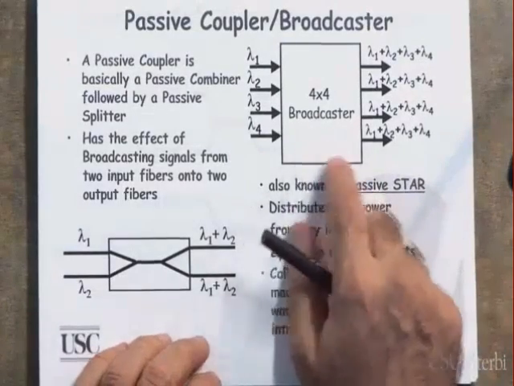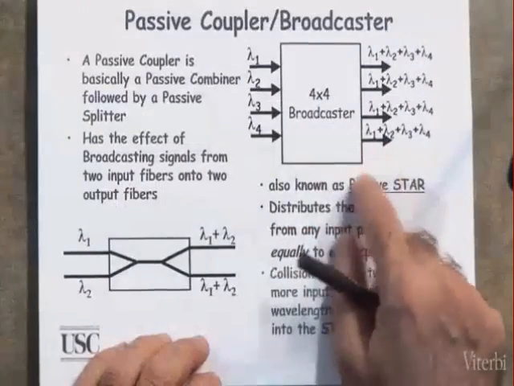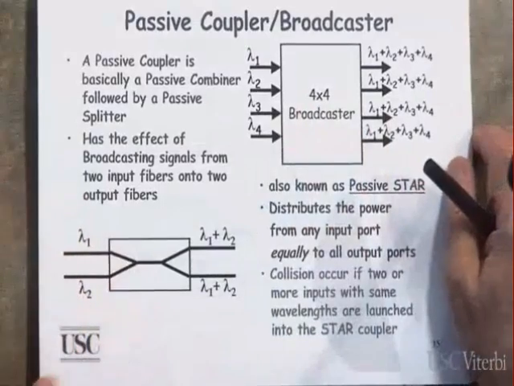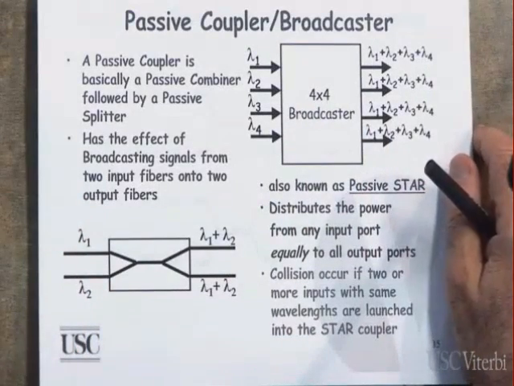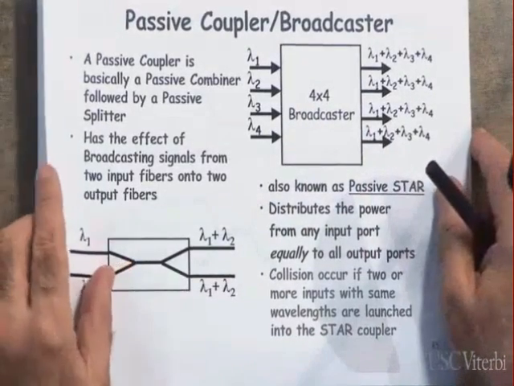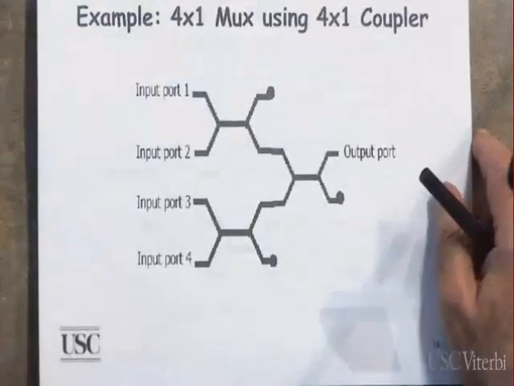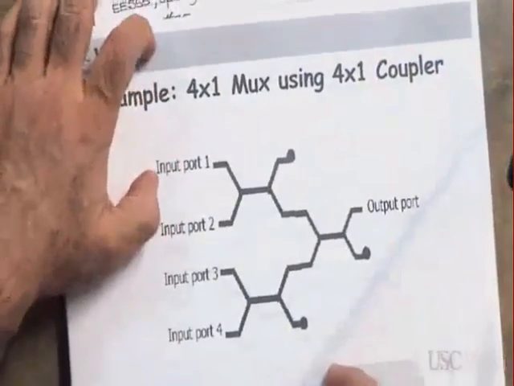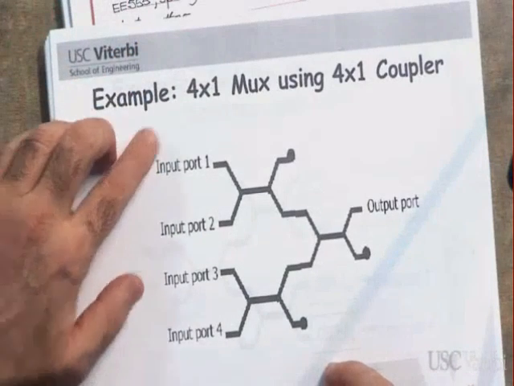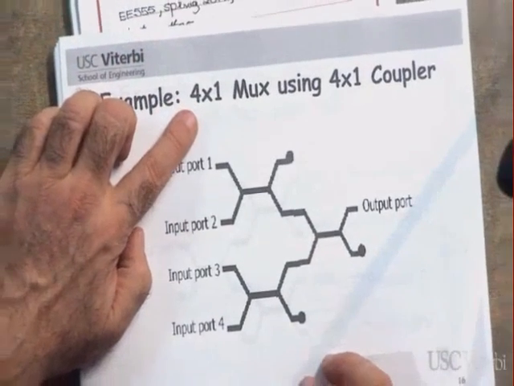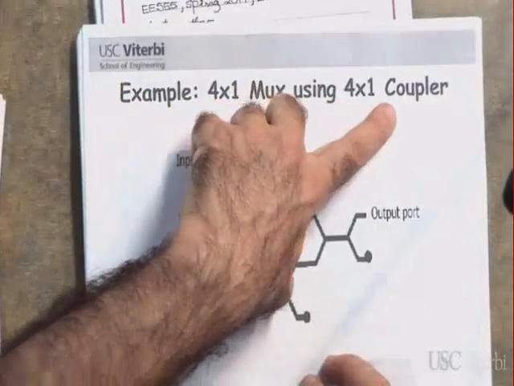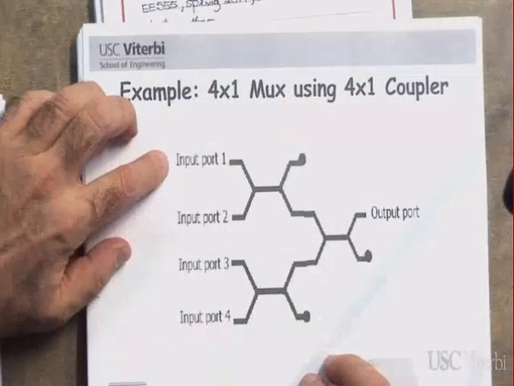The star coupler is very important in the architecture of optical networks. A lot of devices are referred to as a star coupler, as we will see in just a second. Clear so far? Okay, good. Now, this is an example of a 4x1 mux using a 4x1 coupler. I want to design a 4x1 mux using a 4x1 coupler.